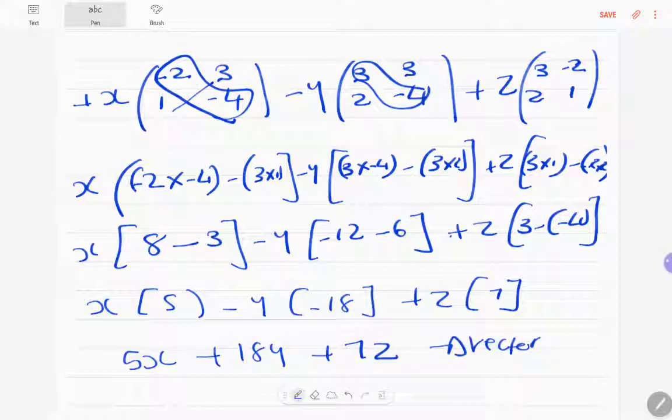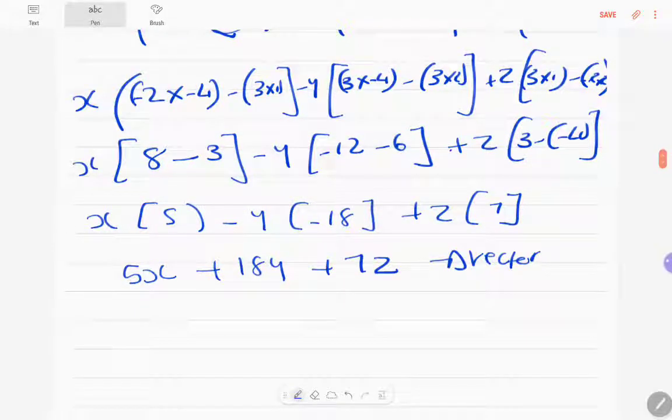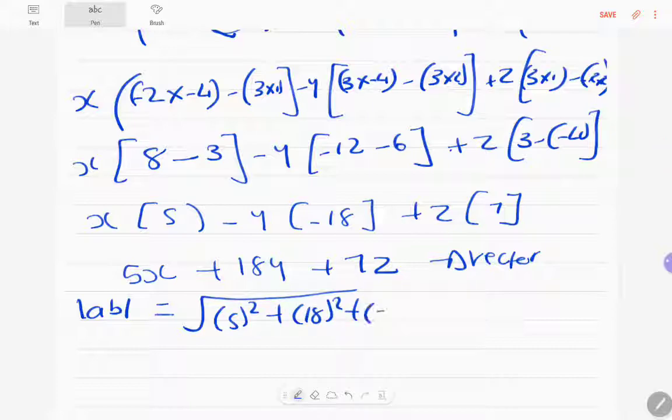Now this is my single vector. This is called a cross product. From here, I must find my magnitude. Magnitude of A and B is the root of 5 squared, 18 squared, 7 squared. Now my final answer, we can punch on a calculator. The root of 5 squared plus 18 squared plus 7 squared, then this is the root of 398. This is called our magnitude.